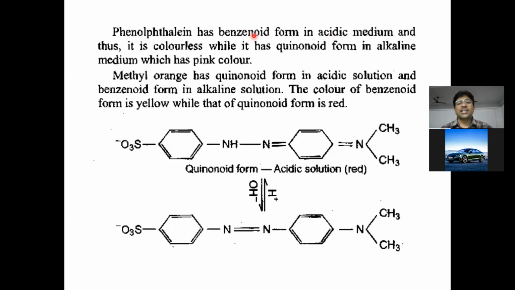While it has quinonoid form in alkaline medium. In basic medium, the same phenolphthalein molecule gets the quinonoid structure. That's why the color changes to pink. From colorless it changes to pink color. Now, methyl orange has quinonoid form in acidic solution. Phenolphthalein has benzenoid in acidic medium, no? But methyl orange has quinonoid form in acidic medium.